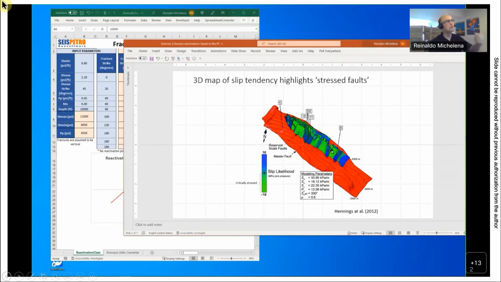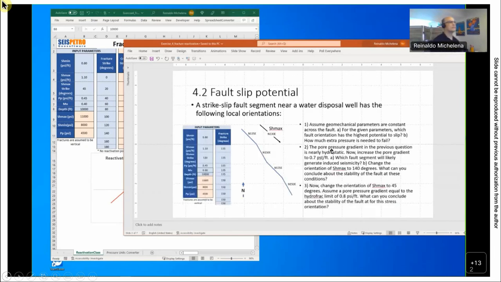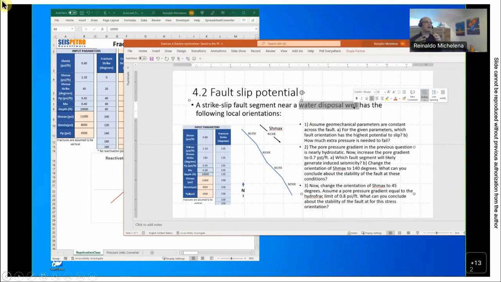See which portions of a fault can be critically stressed and which are not critically stressed. Okay, so here is that exercise, the fault slip potential. Here we have a strike-slip fault that is near a water disposal well. Remember, when we inject water, we are increasing the pore pressure. What we'll try to see with this exercise is what happens when we inject that water. Are we going to create an earthquake?